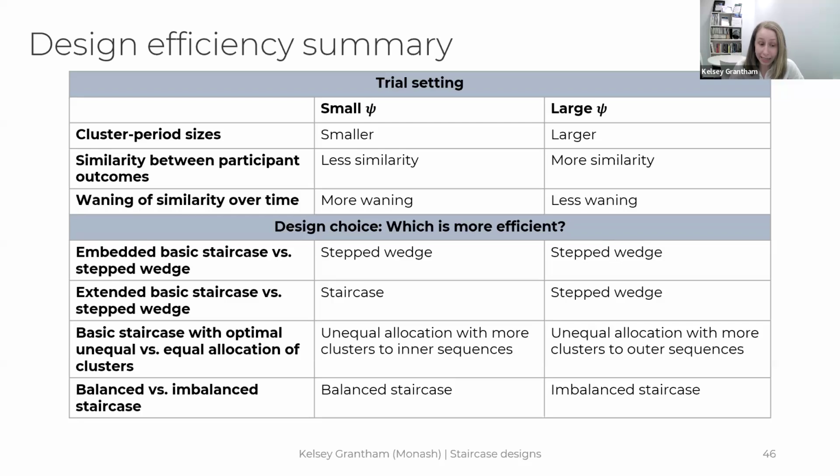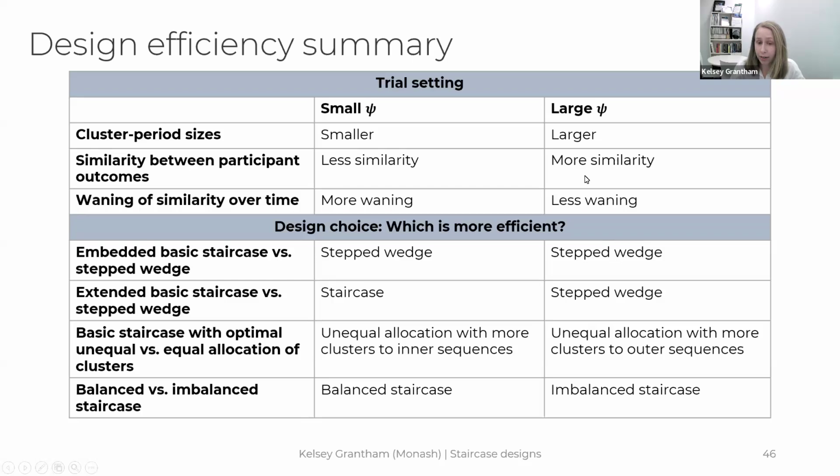When we compared extended basic staircase designs to stepped wedge designs, we saw that the extended basic staircase designs were much more precise for small values of psi than the stepped wedge. We also saw that staircase designs with an unequal allocation of clusters to sequences, with more clusters allocated to the inner sequences, was slightly more precise than the equal allocation design, but not that much more precise. And we saw that for small values of psi, the balanced staircase design tended to be more precise than the imbalanced design.